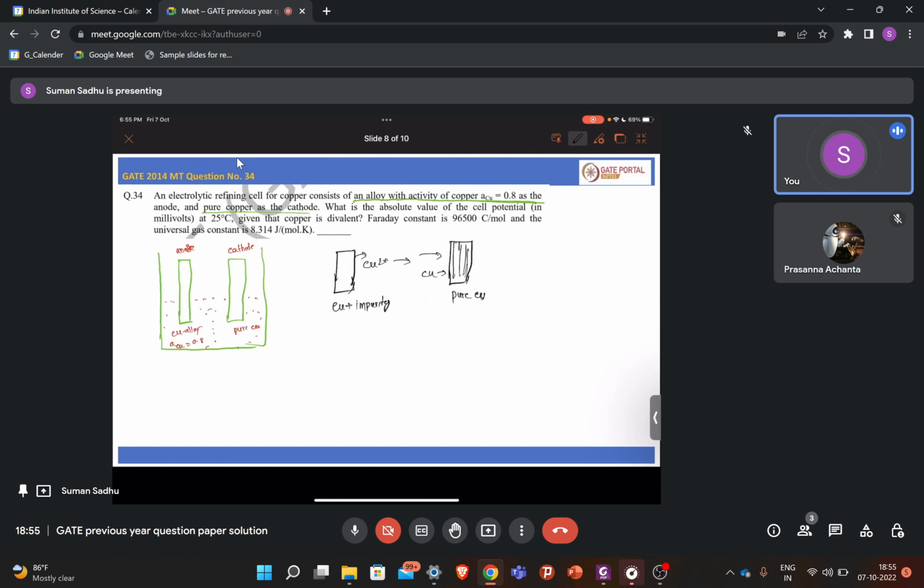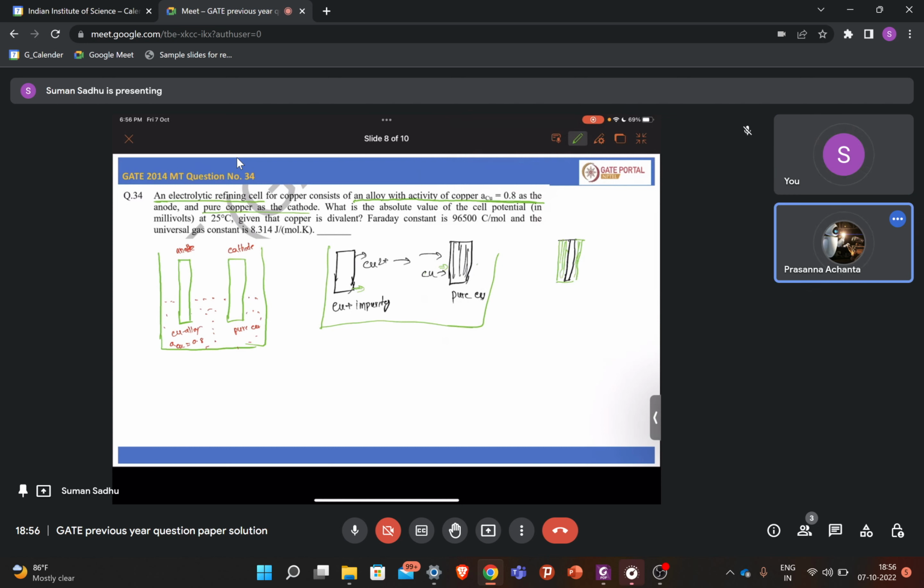So after some time, if your cathode was thin, as you do the electrolysis your cathode will become thick, because from the anode copper will dissolve and come to the cathode. At the cathode it will be deposited as pure copper. Refining means like this. If you don't know which reaction is taking place, just see what is happening to your system.